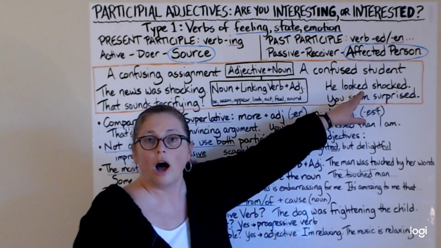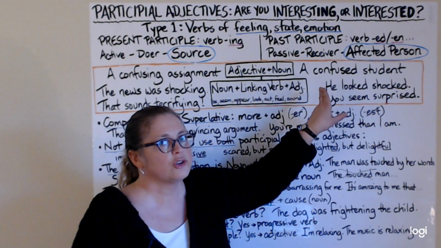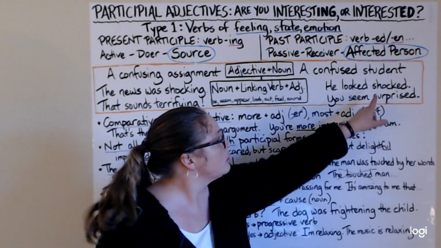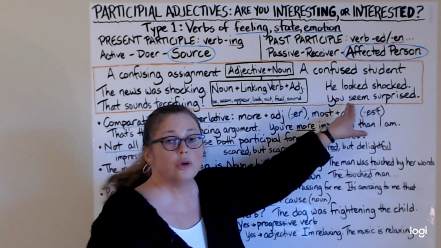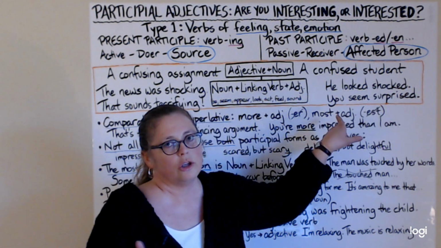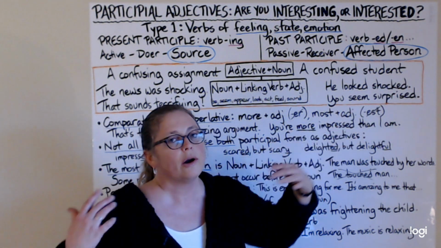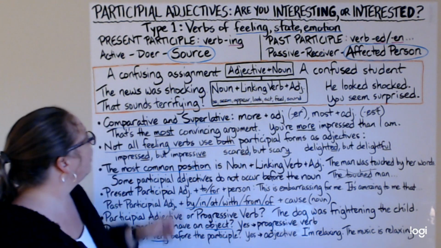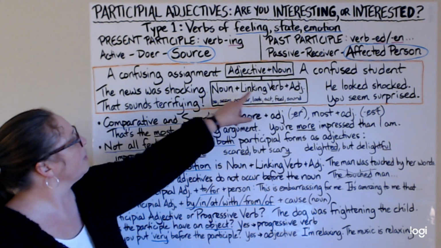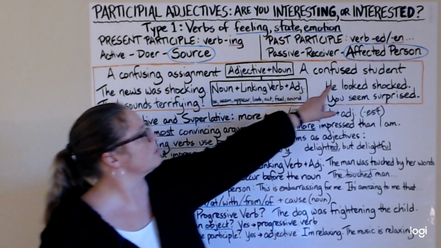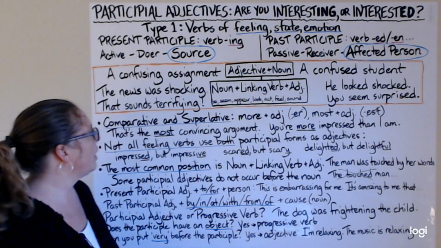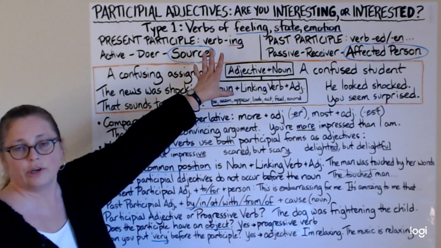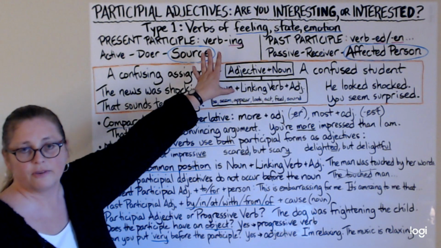He looked shocked. He is not the source of the shock. He is the affected person. So we use the past participle. You seem surprised. You are not the source. You are the affected person. So you use the past participle. And I'm using different linking verbs for you here. Was, sounds, looked, seem. Give you an idea of that. These are the main ideas to know for participial adjectives of feeling.